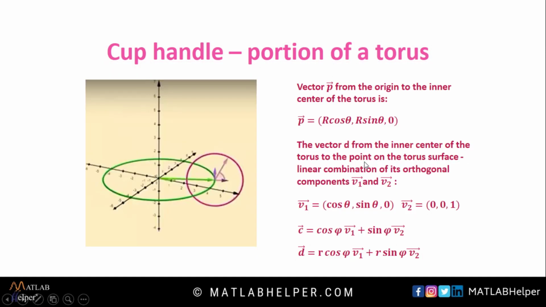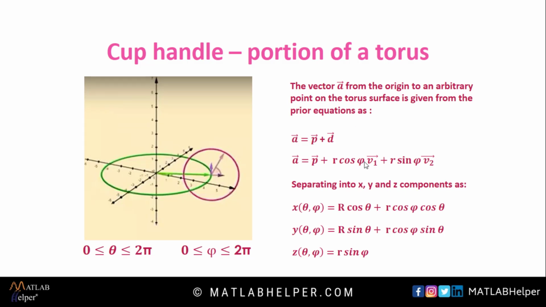The vector v1 is given by the triplet cos theta, sin theta, 0, and the vector v2 perpendicular to v1 is given by the triplet 0, 0, 1, pointing along the z-axis. The vector d sweeps through the angle phi between 0 to 2 pi. Therefore, the parameterization of the torus is represented by the vector a from the origin to an arbitrary point on the torus surface as a sum of vectors p and b. The following equations are given in the x, y, and z components here.